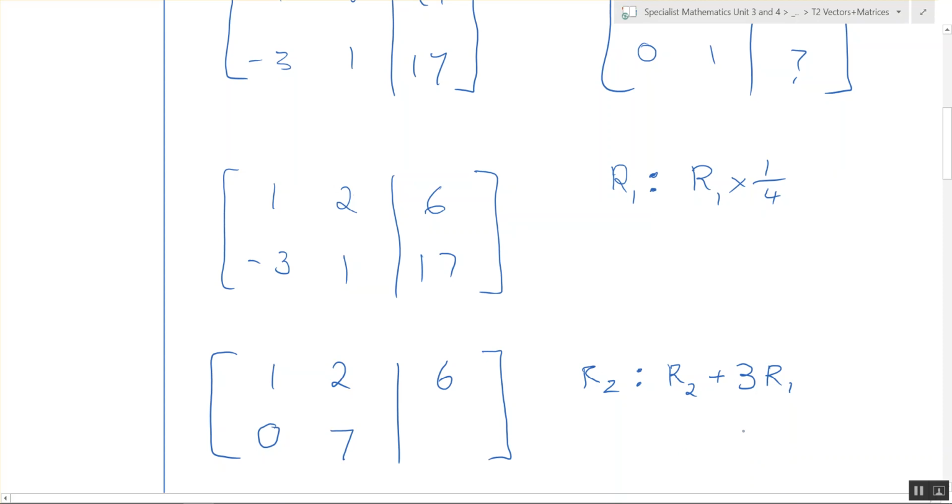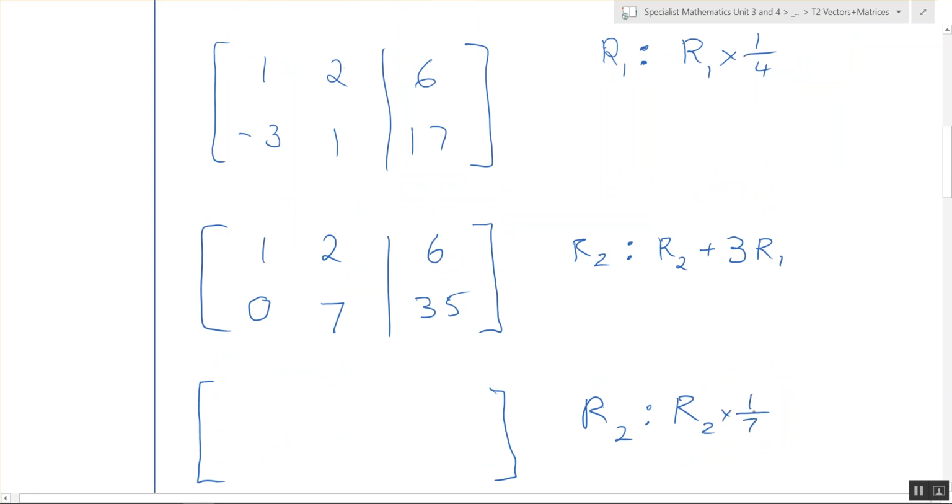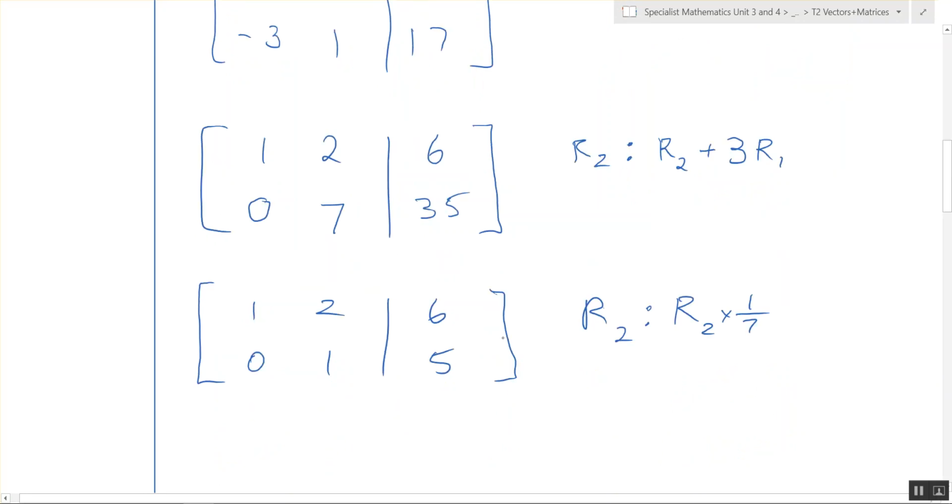Are you okay? Hayden, 3 times 6, what's that? Row 2 times a 7th. So row 1 stays the same. This becomes a 1. 35 has given us something. What does this tell us, does anyone think? Any guesses? What does the second row tell us? Y equals 5. Very good. Oh, the top one's X. So this tells us y equals 5.